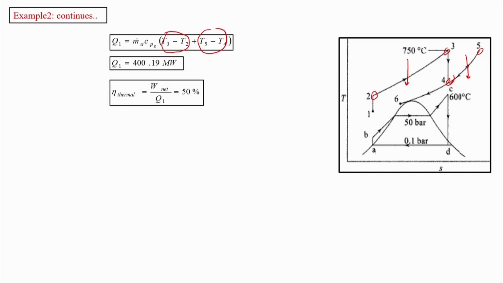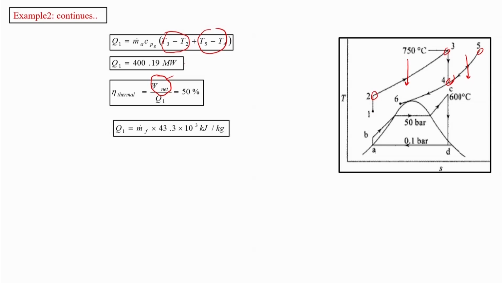Then the efficiency is net work upon turbine work, and that turns out to be 50%. So this is the total net work of the combined cycle. This is not the efficiency of the gas turbine power plant, this is the efficiency of the combined cycle. This is the net work of the combined cycle, which was given as 200 megawatt, but heat supply is basically only in the gas turbine. In the steam turbine we are not giving any heat.